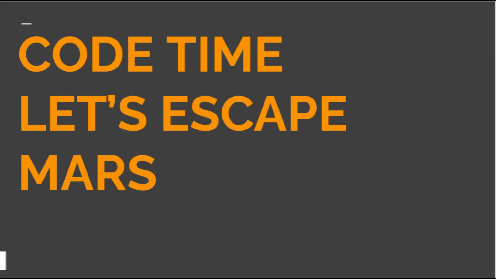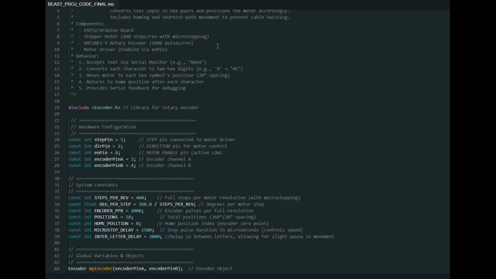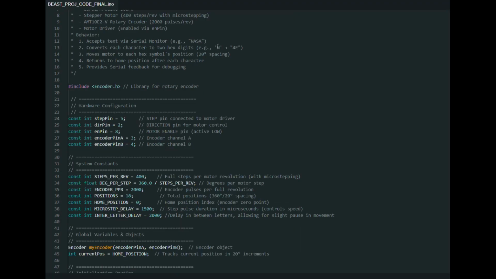This code implements a Martian hexadecimal communication system that controls a stepper motor to position hexadecimal symbols at 20-degree intervals. The system is designed to convert text input into pairs of hex digits and then rotate the motor to display each hex symbol sequentially. The motor moves in the shortest path between positions to prevent cable twisting and includes a homing routine to reset to a 0 position after each character.